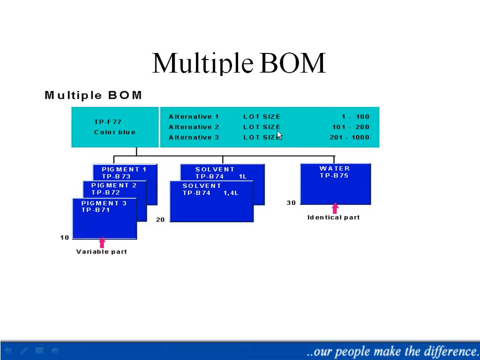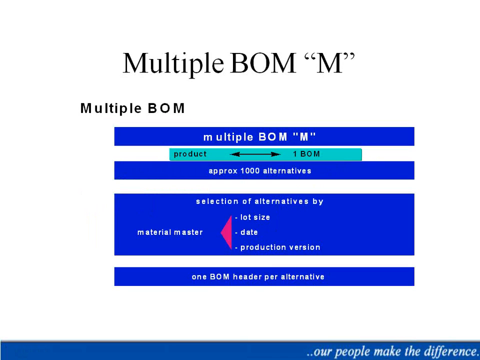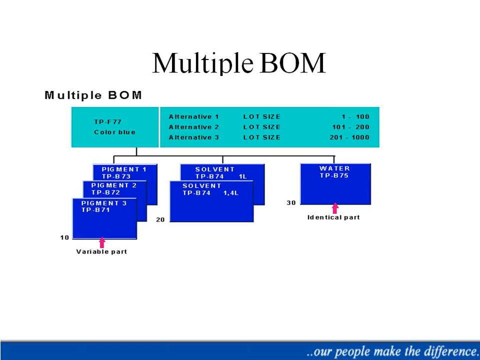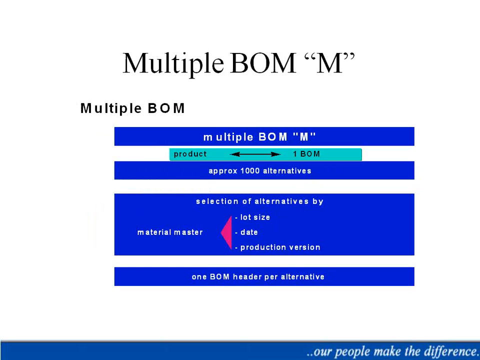The concept of multiple BOM is, if it is a smaller lot, I use a different combination of inputs. If it is a bigger lot, and that cannot be managed in a hand machine or manual line, I have to go for an automatic line. But in the automatic line, these components will not be chosen. I have to go for a different set of components with different lot sizes. Is that right? Yeah. That is our concept of multiple BOM.